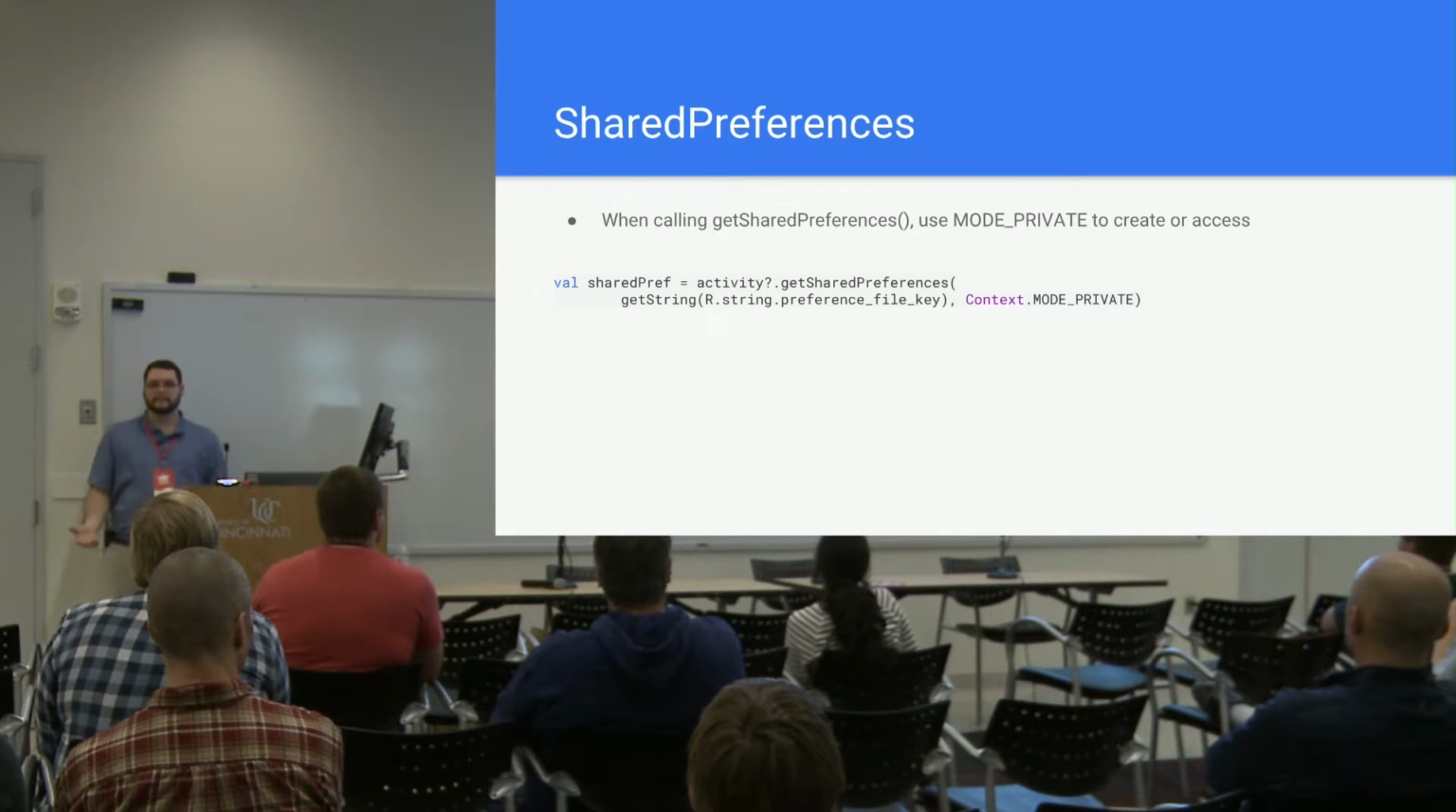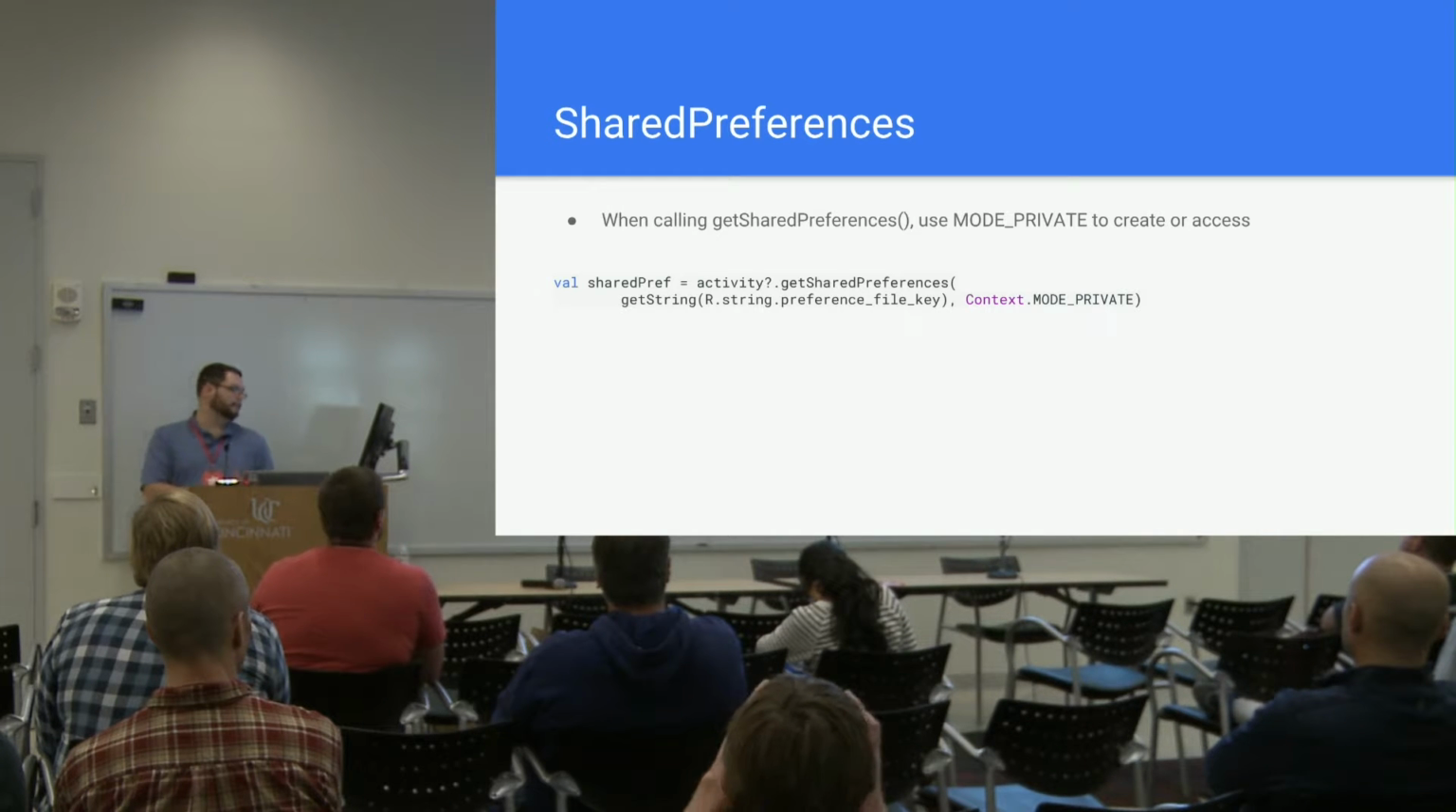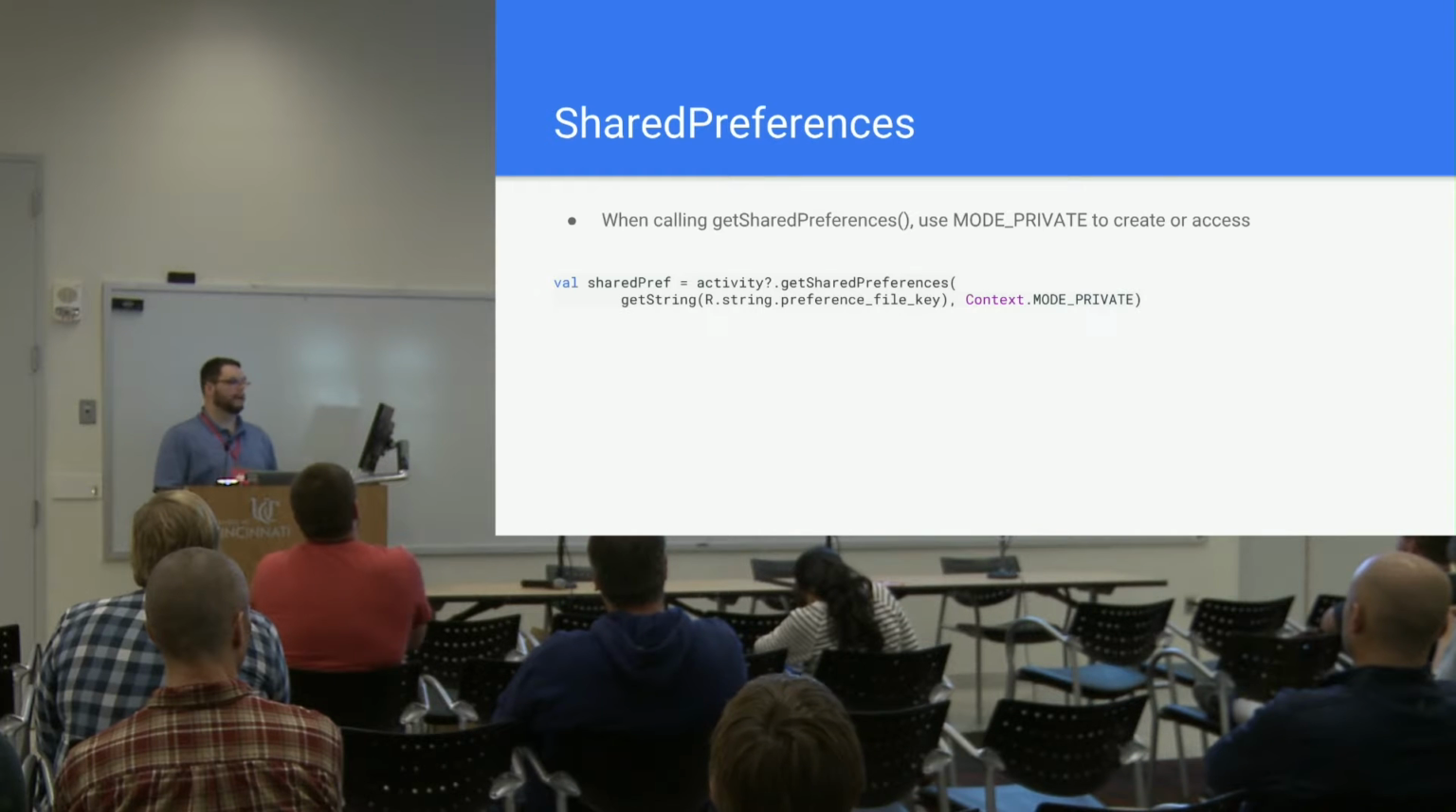If you're going to use shared preferences, that's another place where data can be stored within your app. When calling getSharedPreferences, make sure to use MODE_PRIVATE on creation or accessing those objects. So a little snippet here, shared pref, getSharedPreferences. When you get that, add in Context.MODE_PRIVATE.